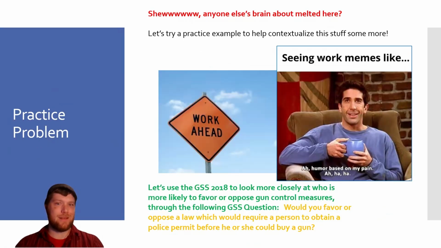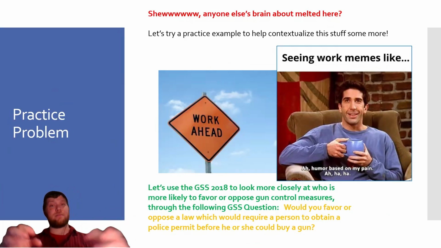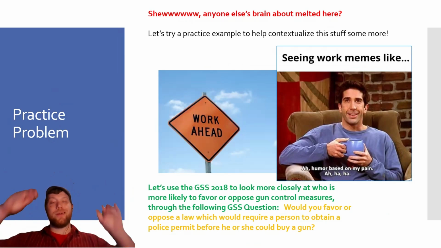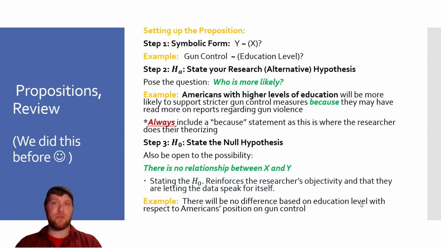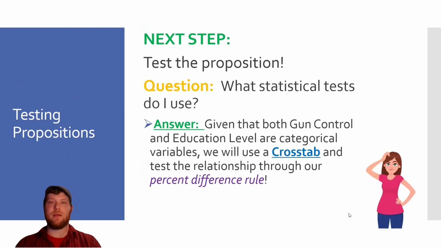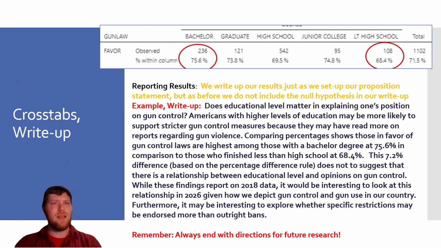I feel good. Is it too much? So take a breather, pause again if you need to, and now go through all the motions to explore those relationships and the write-ups that go along with it. Setting up your propositions: does education level matter in explaining one's position on gun control? This is all we did before, just setting up all the stuff and talking about it all over again. Testing propositions, we'll use a crosstab to test the percent difference rule, and we'll write this up accordingly.